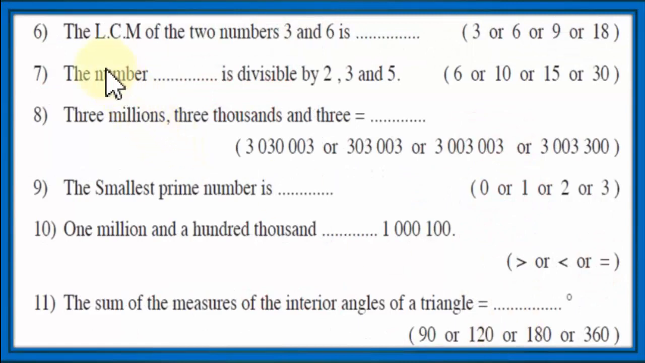How can we calculate the lowest common multiple of the two numbers 3 and 6? LCM for the two numbers 3 and 6 equals 6.